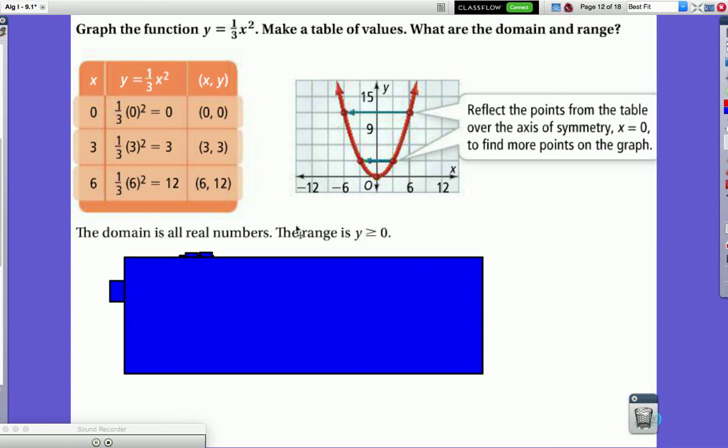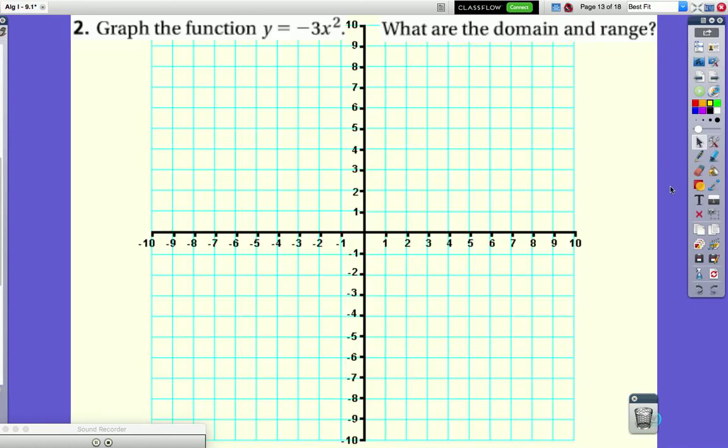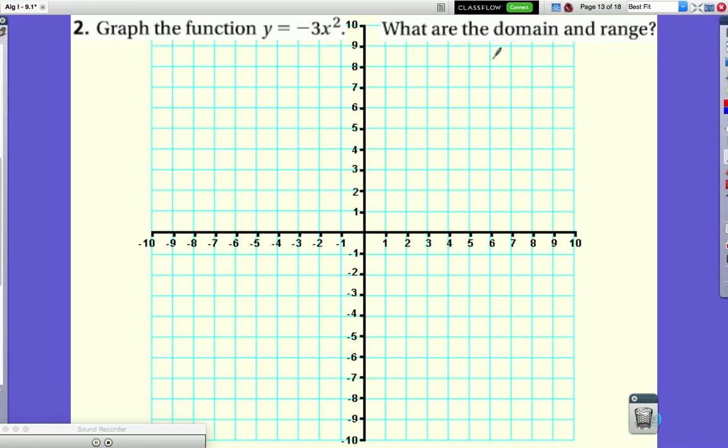We'll talk about the domain and range tomorrow. So let's not worry about the domain and range. Just graph this one, and then you're going to have a few graphs I would like you to try. This will probably be the last problem we go through.